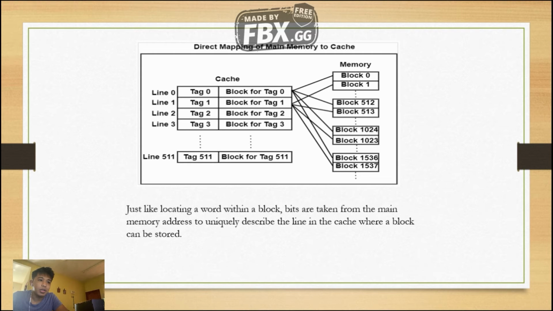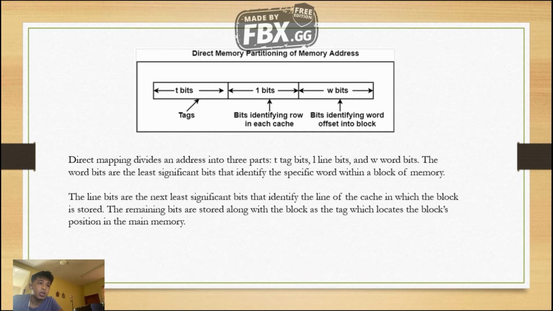Just like locating a word within a block, bits are taken from the main memory address to uniquely describe the line in the cache where a block can be stored. This diagram shows the partitioning of a memory address for direct mapping. Direct mapping divides an address into three parts: T is the tag bits, L is the line bits, and W is the word bits.